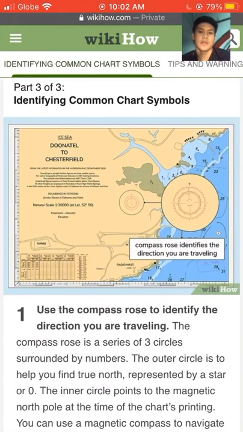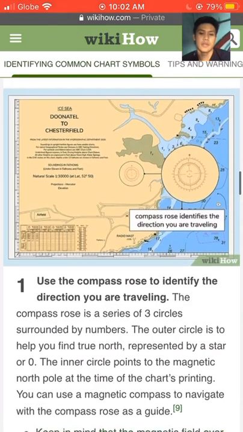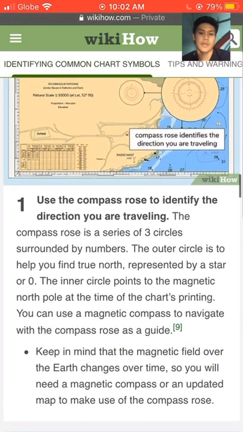Next is part 2 out of 3. Identifying common chart symbols. Number 1. Use the compass rose to identify the direction you are traveling.